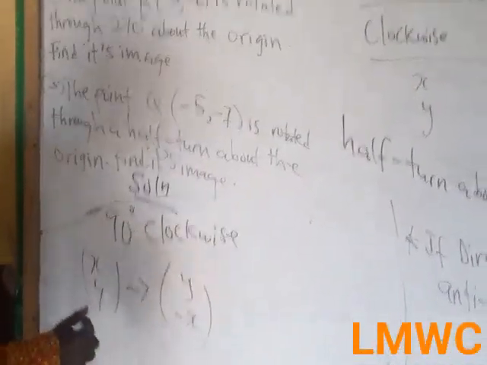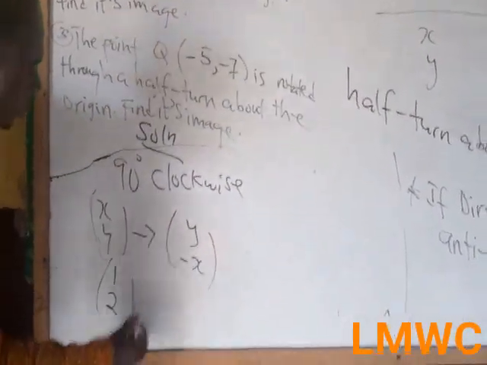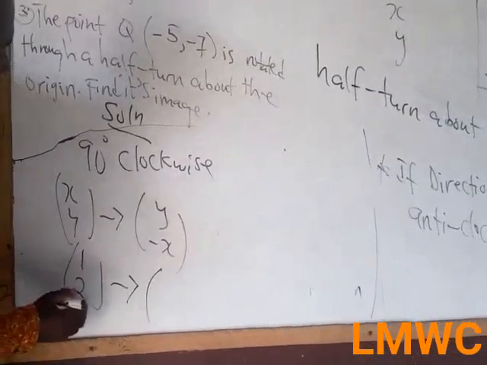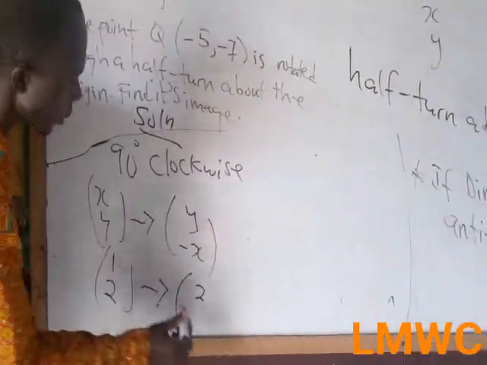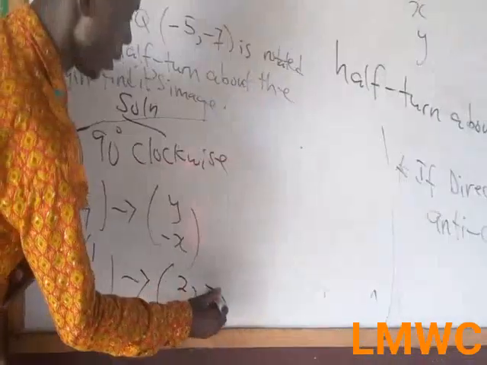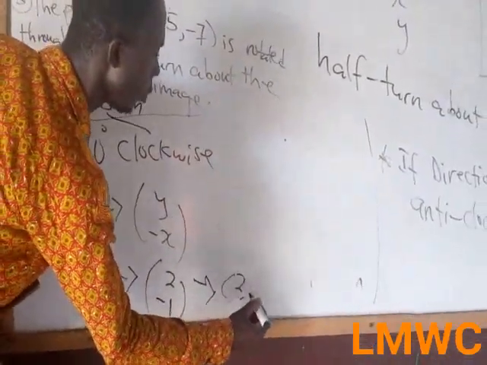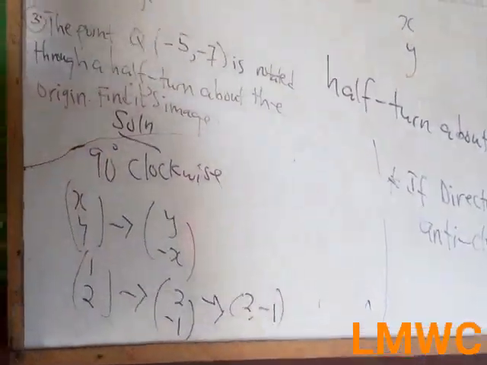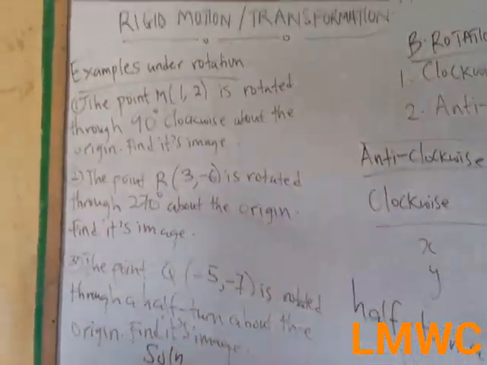So you are given (1, 2). What is our y? Y is 2. X is what? Negative 1. You negate it because the formula is (y, negative x). So we have (2, negative 1). That's the answer.